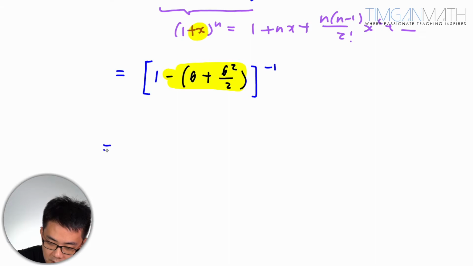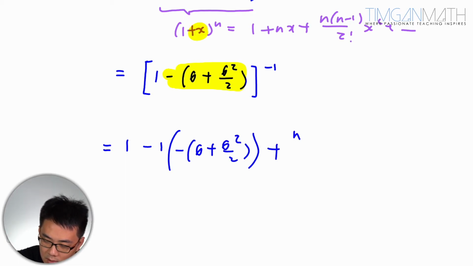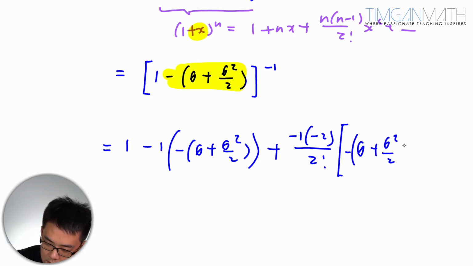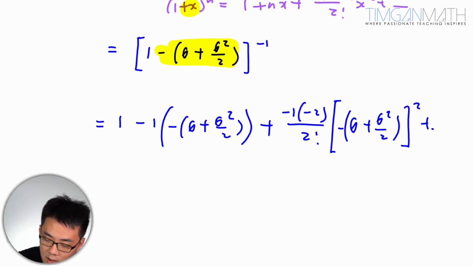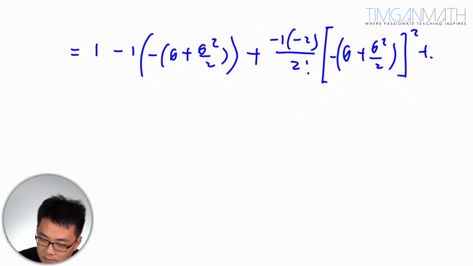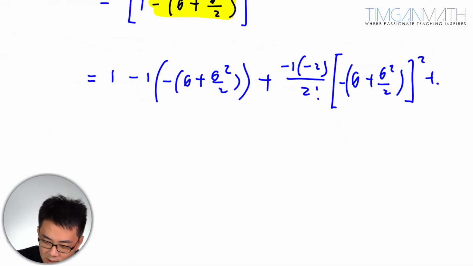So if I use the power series, this would be 1 minus 1 minus theta plus theta squared over 2, plus n, which is negative 1, negative 2 over 2 factorial, and I'm going to just square it. That's it. I can ignore the power 3 because I don't really need it. Once that's done, we could just expand this part. It looks a bit complicated, but I think it's okay. 1 plus theta plus half theta square. This will be minus 1, or plus or minus 1 because it's squared there.